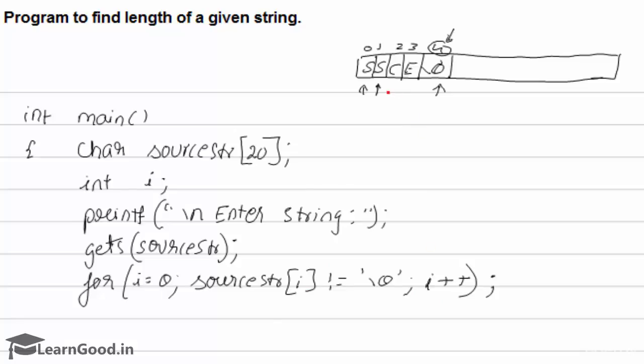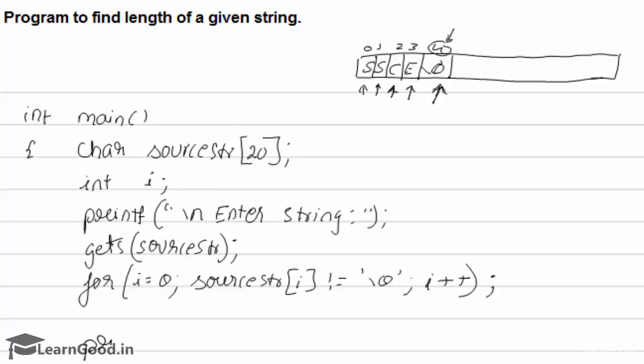Again i++, i is going to be 2 this time. So again source str of 2, this is c, not equals to \0, true. Again i++, i is 3 this time. So source str of 3 is e, not equals to \0, condition is true. Again i++, this time i is going to be 4. Comes back, source str of 4 is nothing but \0, which is not equals to \0, the condition is false. It comes out of the loop. That means when the i value is 4, it has come out. So i will represent nothing but the length of the string.